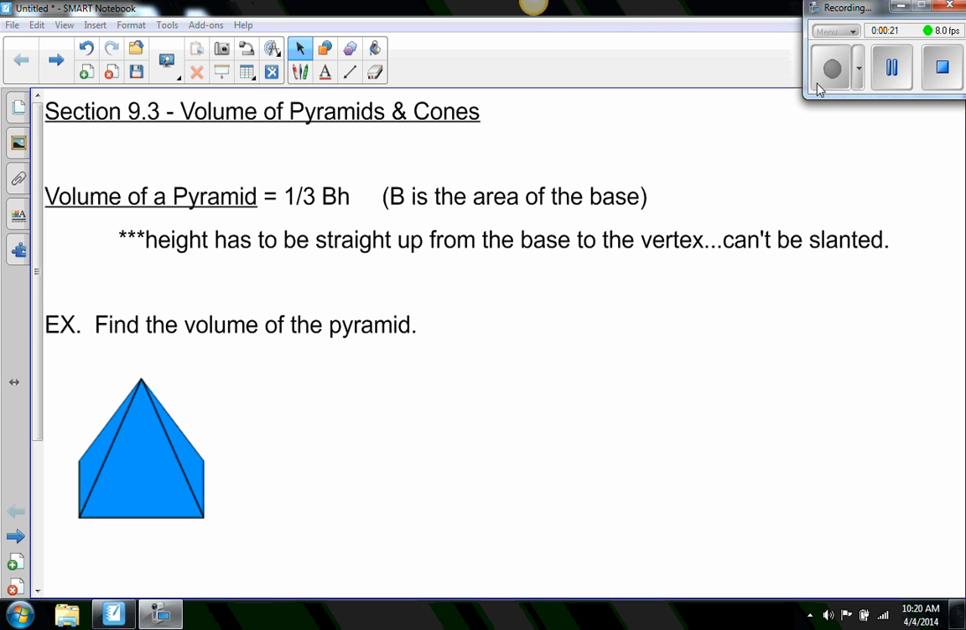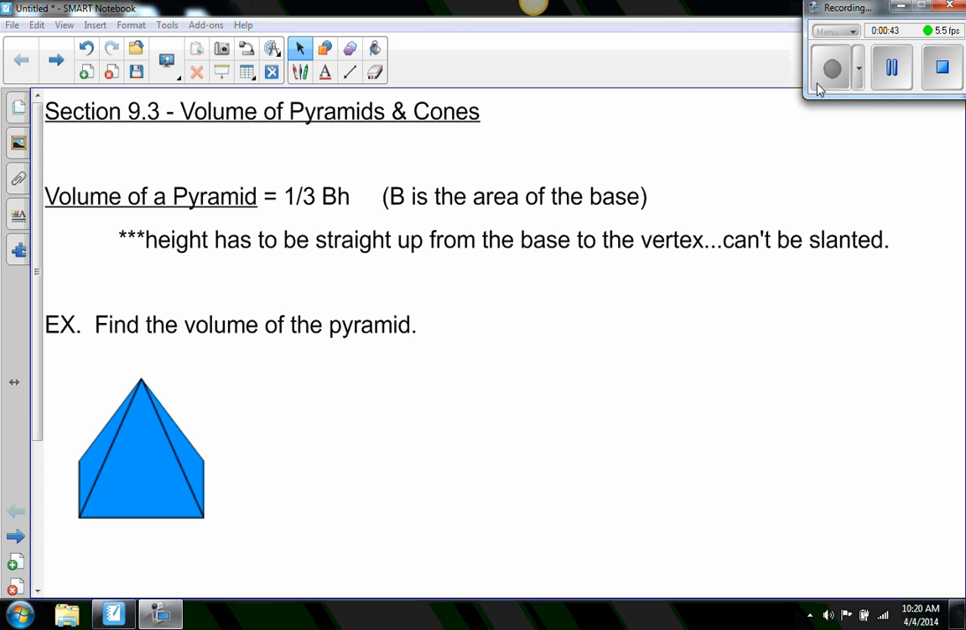Remember that the big B stands for area of the base, so it depends what shape the base is. If the base happens to be a triangle, you would do the half base height for that big B. If the base is a square or a rectangle, you would just do the base and the height of the base, or the length and the width if you want to think of it that way. And then you also have to take it times the height of the whole thing.